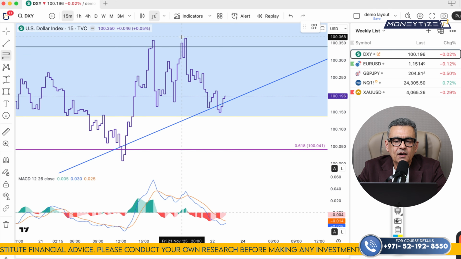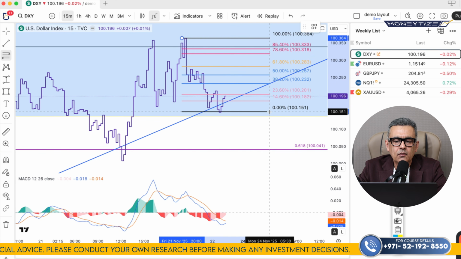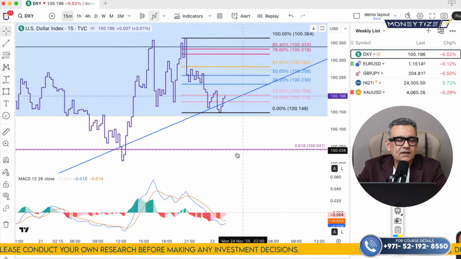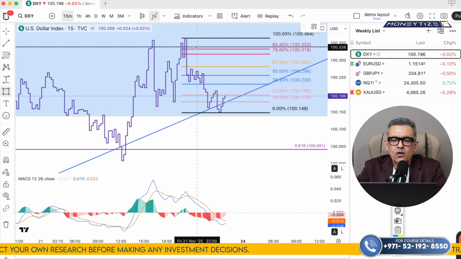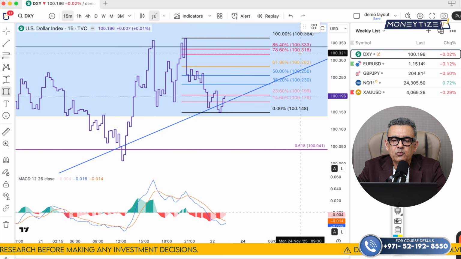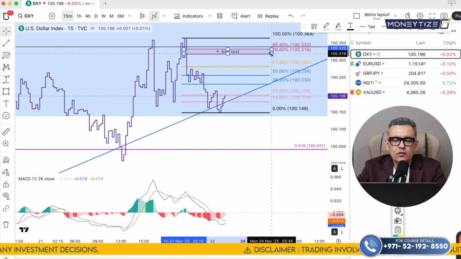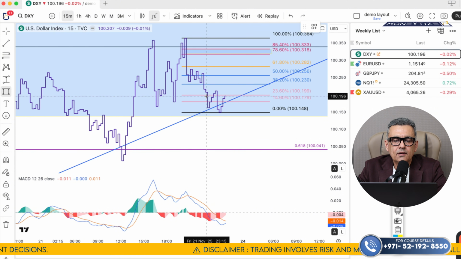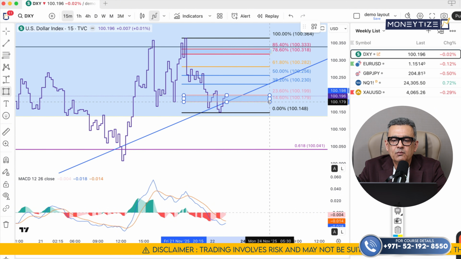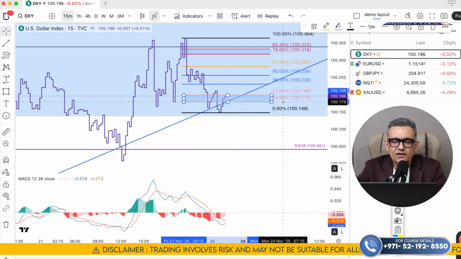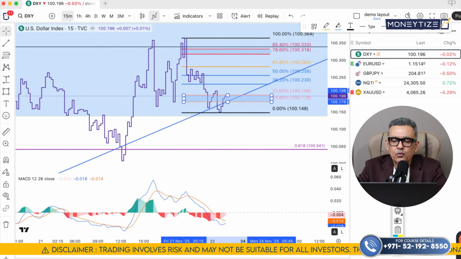So I'll be starting from the highest and marking to the recent low. Now the level of resistance falls in between 100.33 to 100.31, which is Fib retracement of 78.6 to 85.4, and the current level of support falls in between 23.6 to 14.6. So this is the local support here.